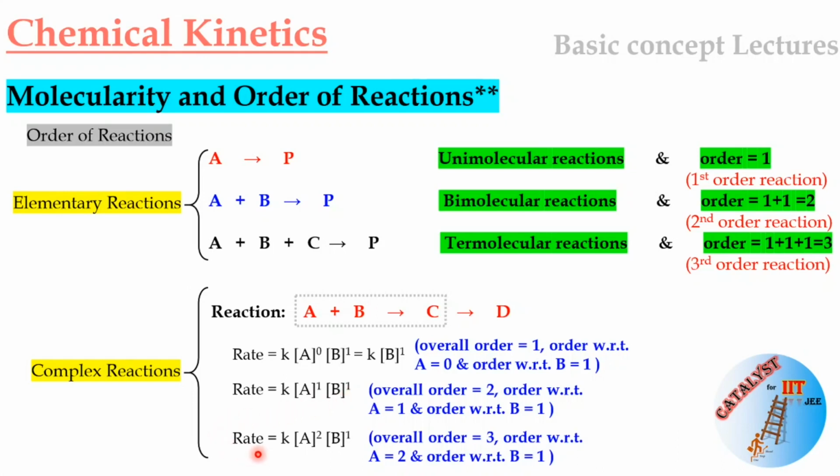And again similarly, if the rate is found to be k[A]^2[B]^1, the overall order will be 3 because 2 plus 1 equals 3. The order with respect to A will be 2 and the order with respect to B will be 1.